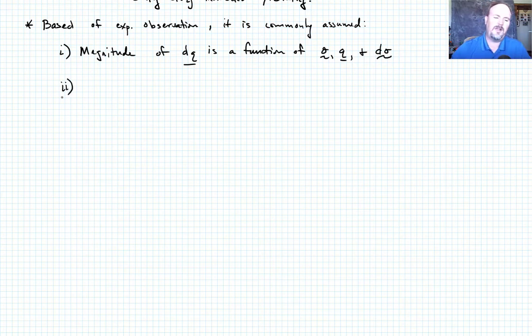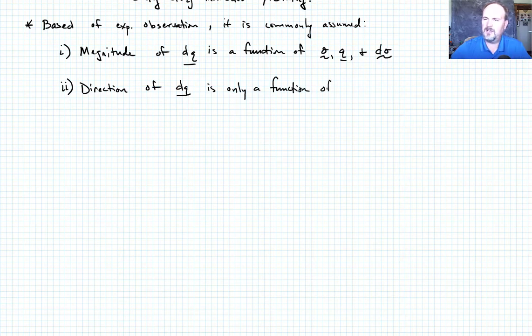But per that observation, remember we just talked about how the direction of dq is not dependent on the stress increment. So we would write that the direction of dq is only a function of sigma and q, right? That's uniquely defined. Once that defines the yield surface, we know the direction that dq is going to go.